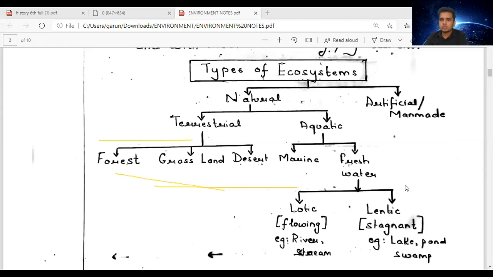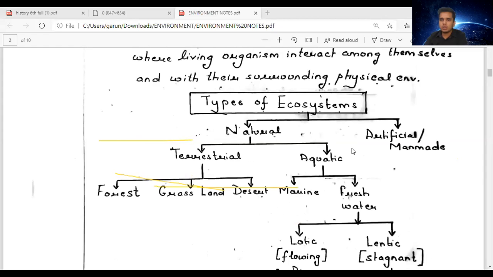So all of you just draw this diagram in your copy. I'm giving you time, 3 minutes.